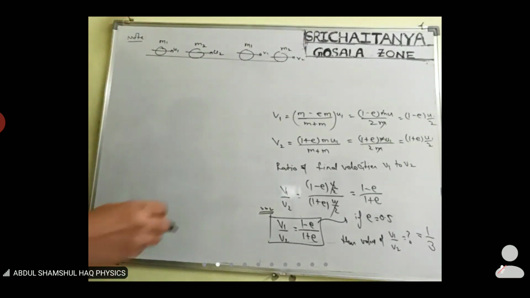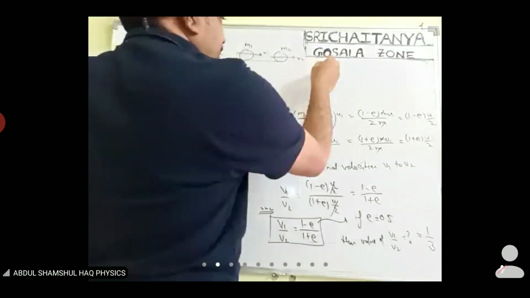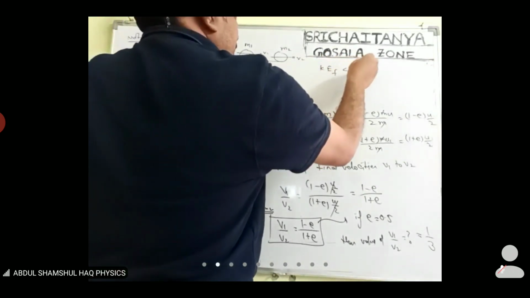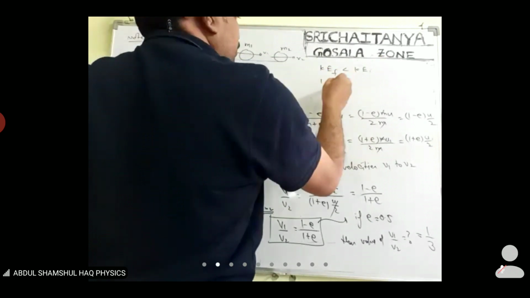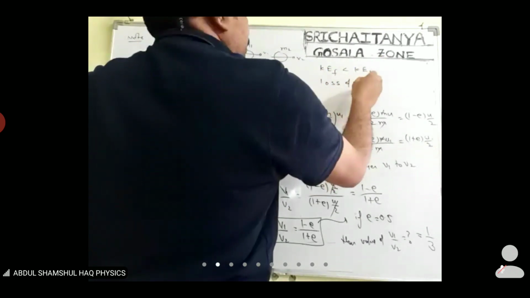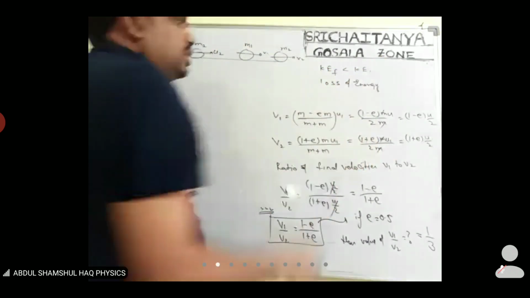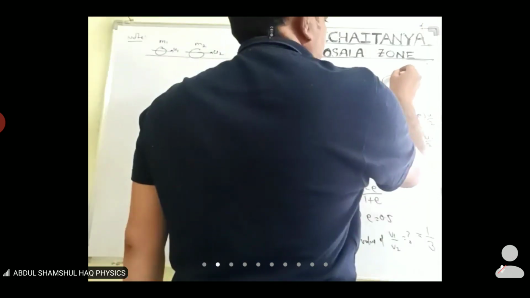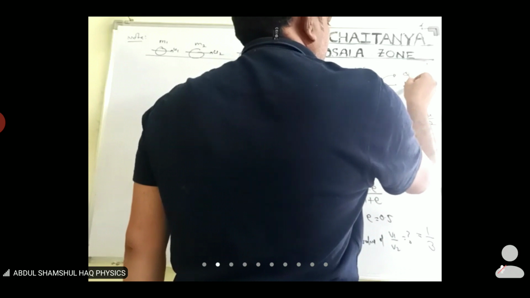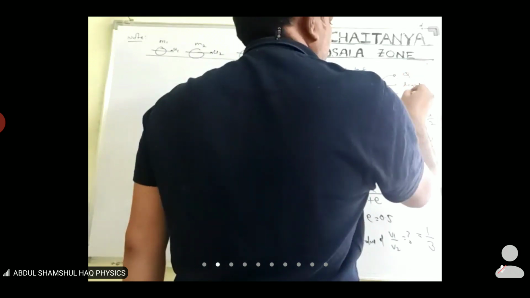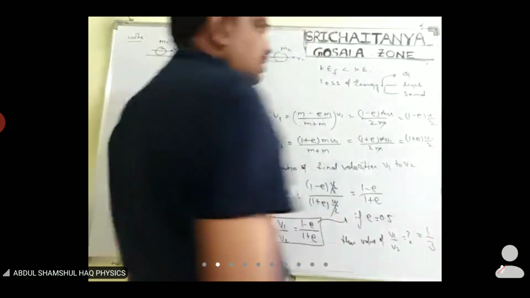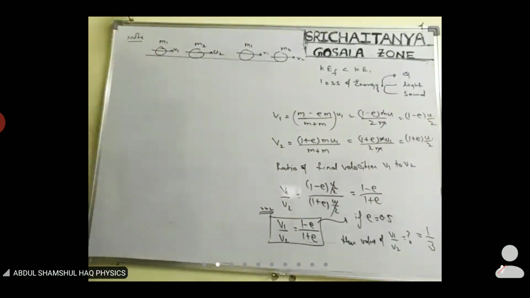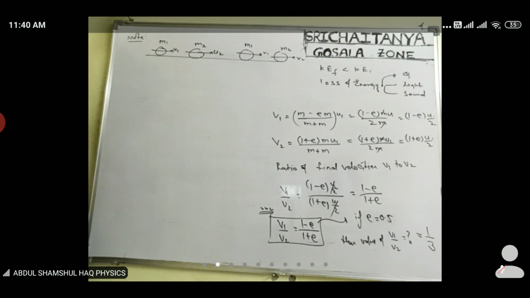In the inelastic collision, the final kinetic energy will be less than the initial kinetic energy. You know that loss of energy takes place. And this loss of energy will be in the form of heat energy, light energy or sound energy. Remember this one.